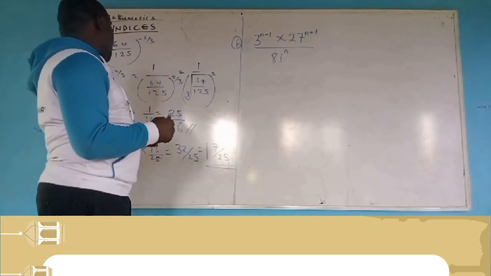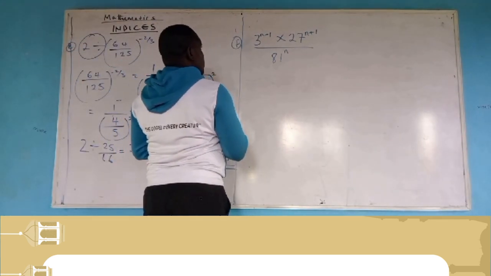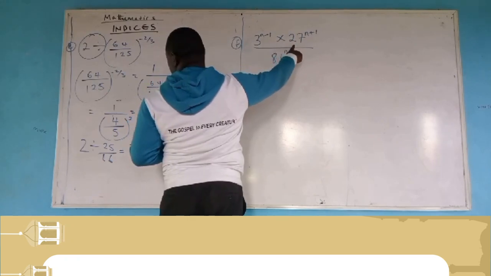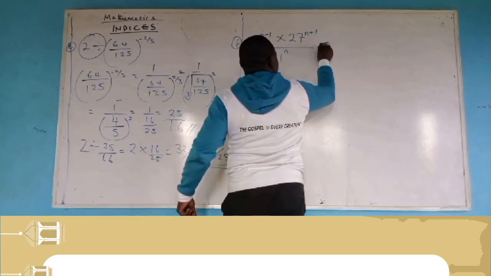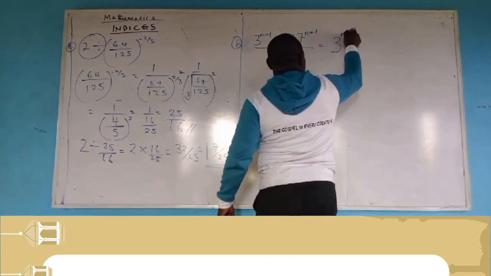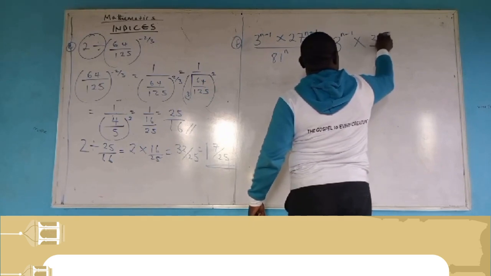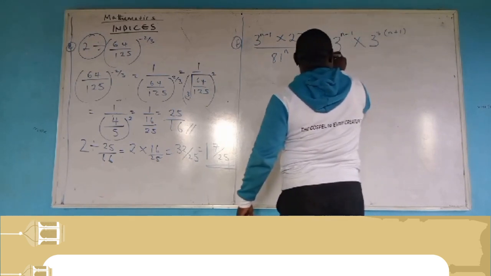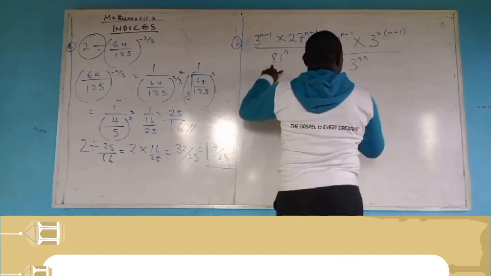Okay, we're solving our last question under this indices. So we're looking at the question now: 3^(n-1) times 27^(n+1) over 81^n. This is pretty simple. Just express it in terms of 3. Come to this first: you have 3^3(n+1). This is the same thing as 3^4, then you have n there.